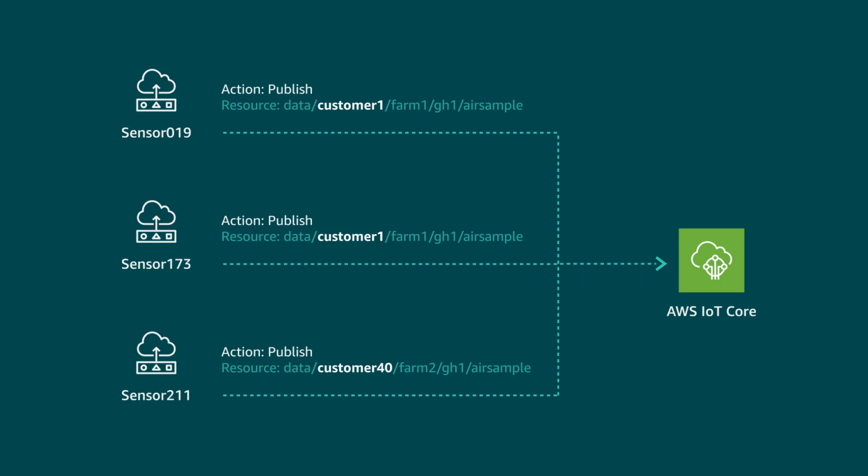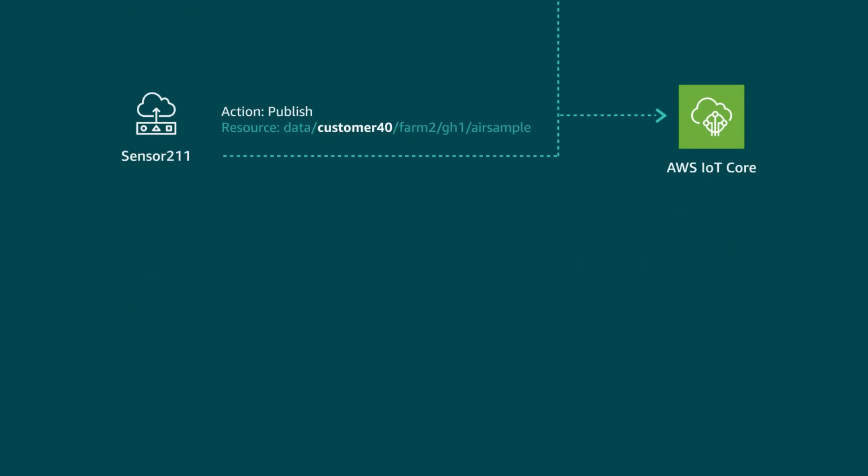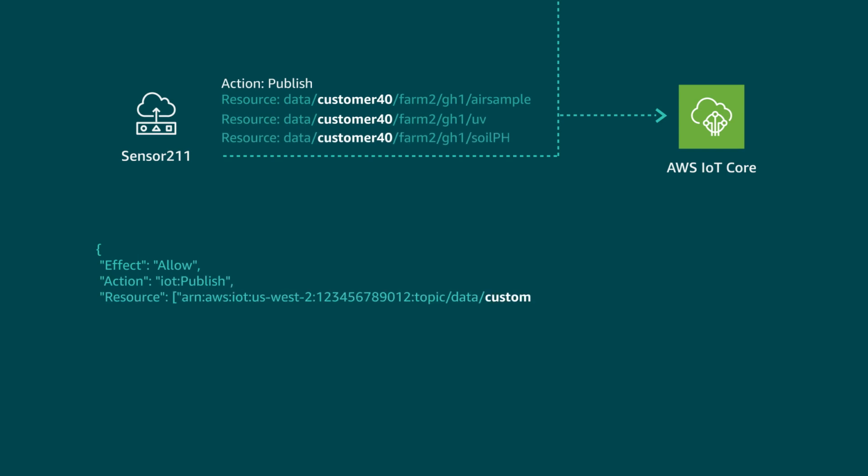Here we show multiple devices publishing telemetry data to the same endpoint, but on separate topics. We need to ensure that customer 1 can only publish and subscribe to topics authorized by customer 1, and the same for all other customers. You'll notice there is a wildcard at the end of the resource. This allows you to publish on the secured topic with a scoped and secure topic structure, but with flexibility to publish on separate subtopics as needed. You may want to publish air sample data to air sample, soil acidity to soil pH, and so on, each to a separate subtopic. The IoT policy shown would allow this.